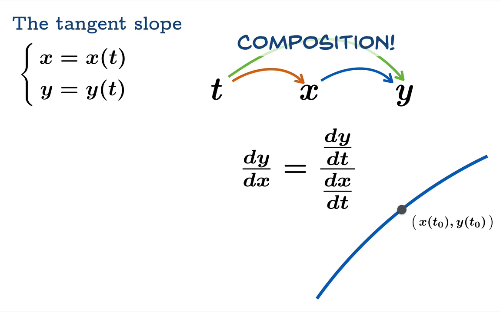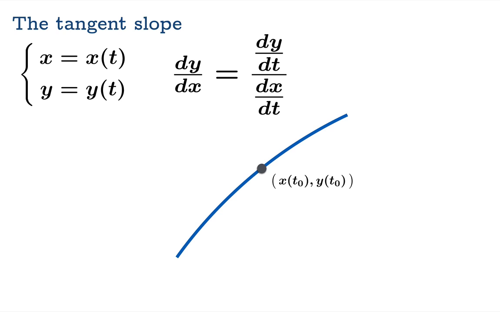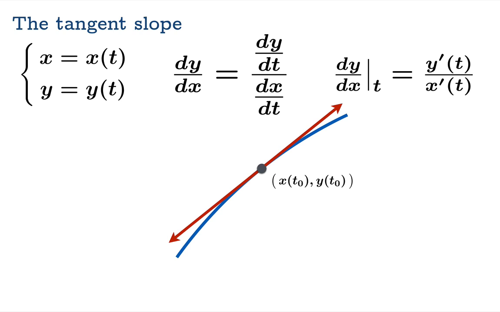So we're leaving aside the proof of existence, but this is a pretty compelling argument that dy/dx really should be dy/dt divided by dx/dt. And if you like Lagrange notation better, you could write it as dy/dx evaluated at t equals y prime of t divided by x prime of t. That should tell us the slope of the tangent at the time t naught.